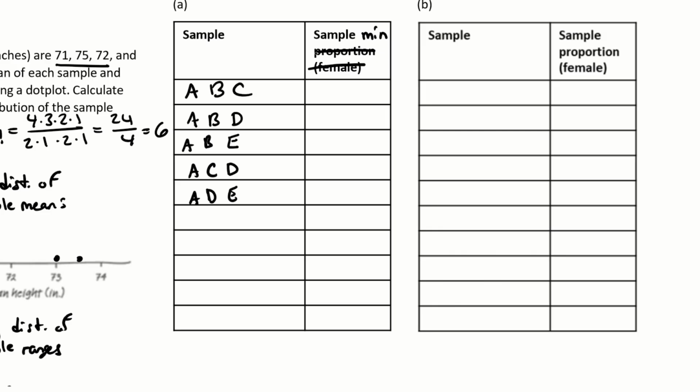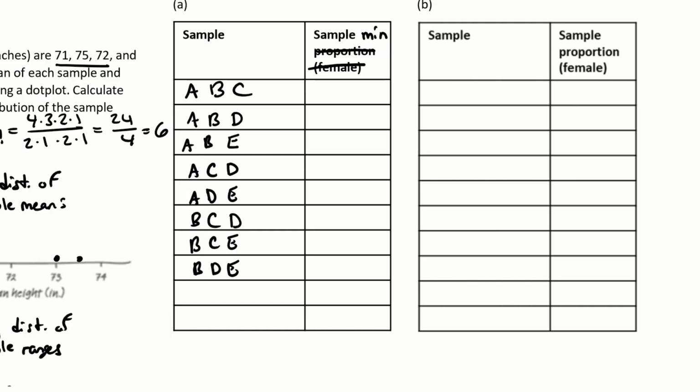Then we can go to the B's. So let's try B, C, D, B, C, E, and B, D, E. I didn't do that one yet. And I think that's it for the B. Let's see. 3, 4, 5, 6, 7, 8. That's 8 so far. Okay.